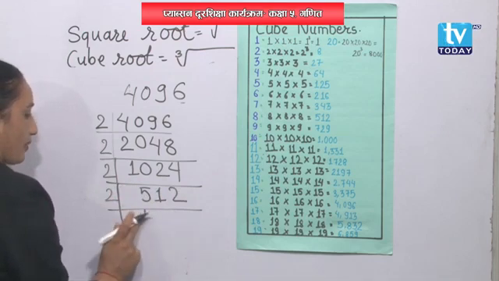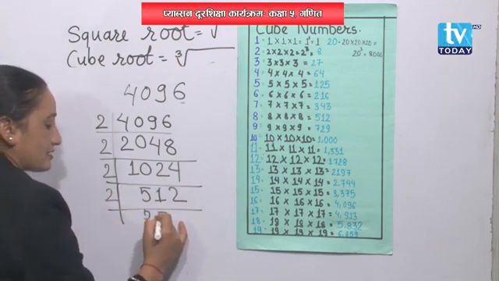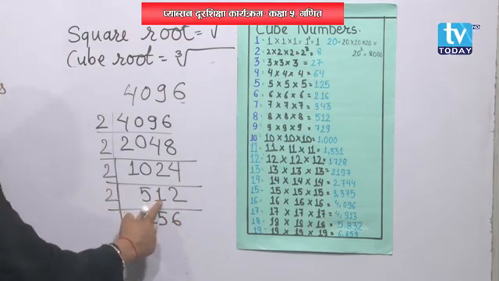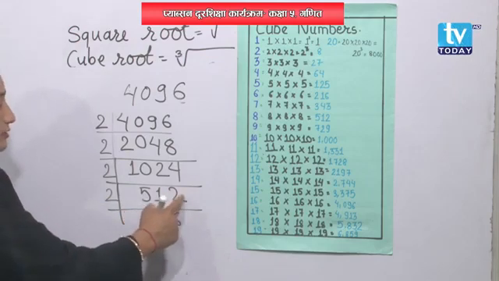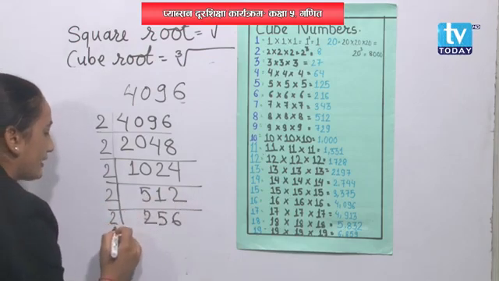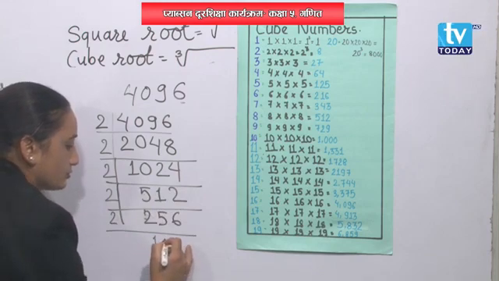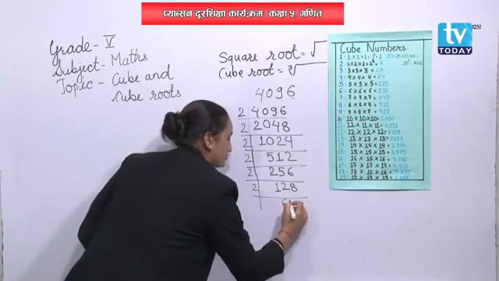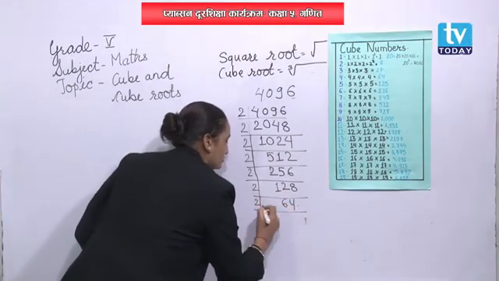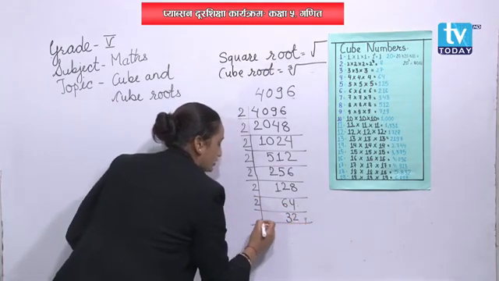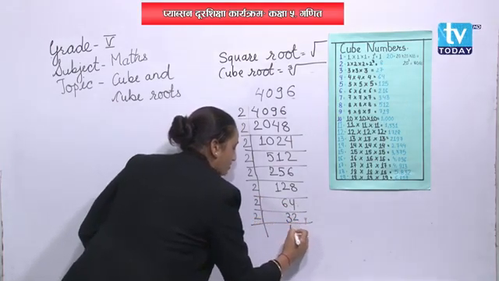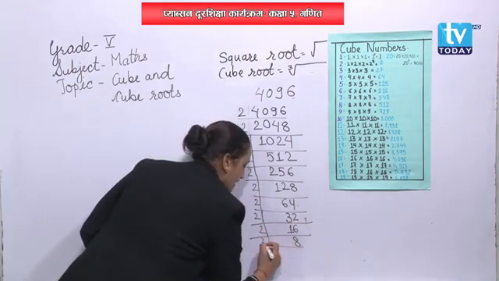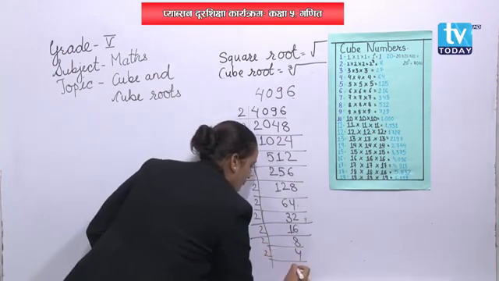2 twos are 4. 2 5s are 10. 2 6s are 12. 2 times 2 is 4. 2 5s are 10. 1 is left. 12. 2 6s are 12. Again 2. 2 1s are 2. 2 2s are 4. 2 8s are 16. Again let's do with 2. 2 6s are 12. 2 times 4 is 8. 2 3s are 6. 2 2s are 4. 2 32s are 64. 2 16s are 32. 2 8s are 16. 2 4s are 8. 2 2s are 4. Finally it will come.